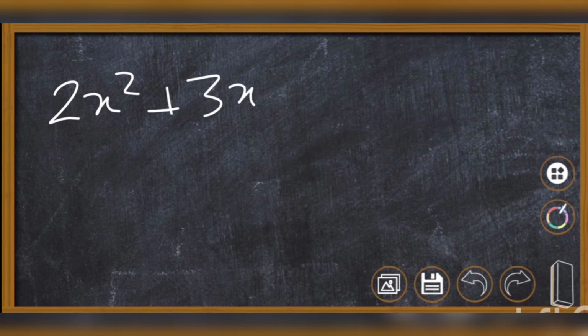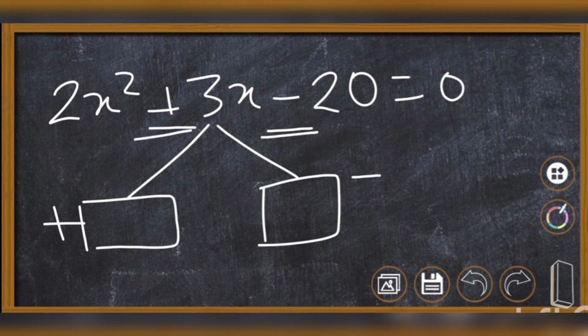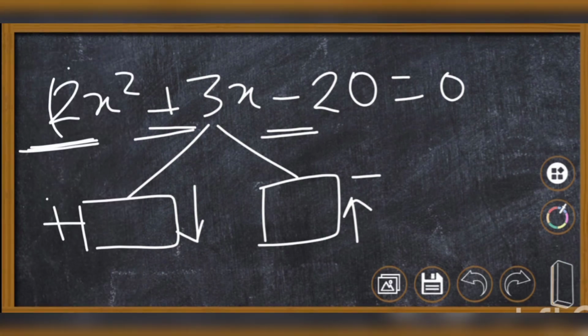Now the next question, 2x square plus 3x minus 20 is equal to 0. This is the question. Here we will have two roots. Because of the minus sign, the roots will have different signs, minus and plus. Because it is plus 3x, what will happen? Plus will be the smaller number and minus will be the greater number.